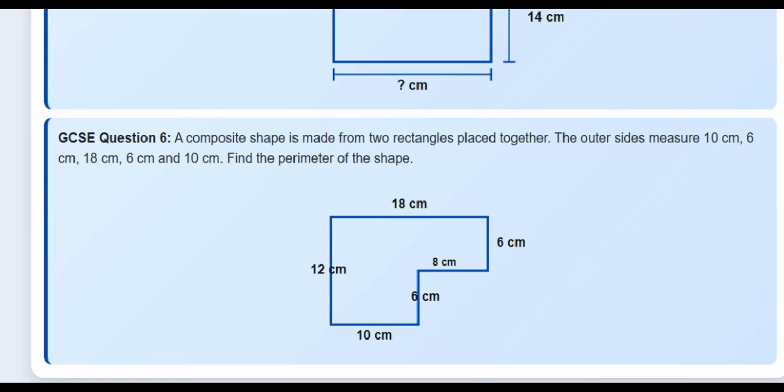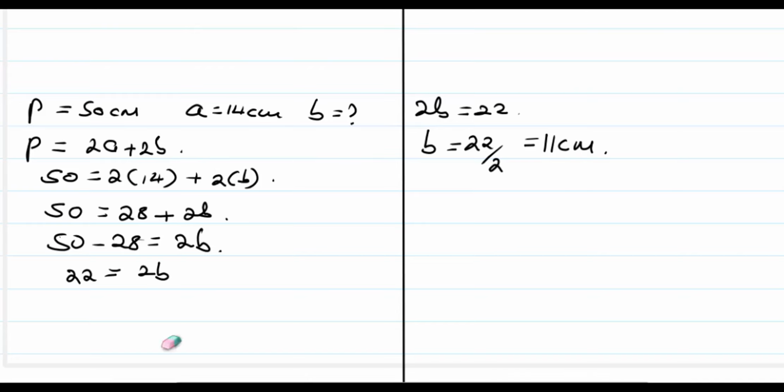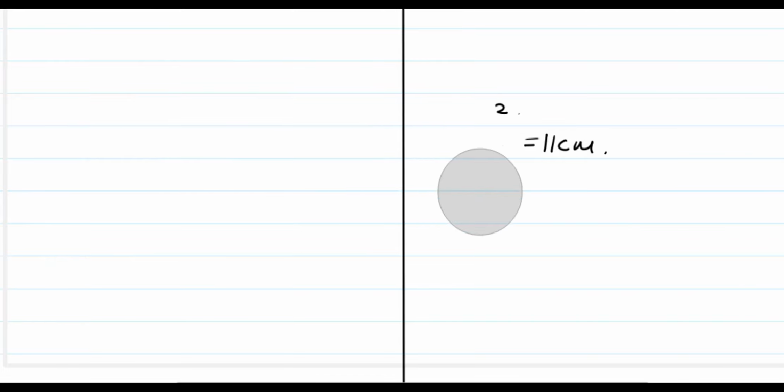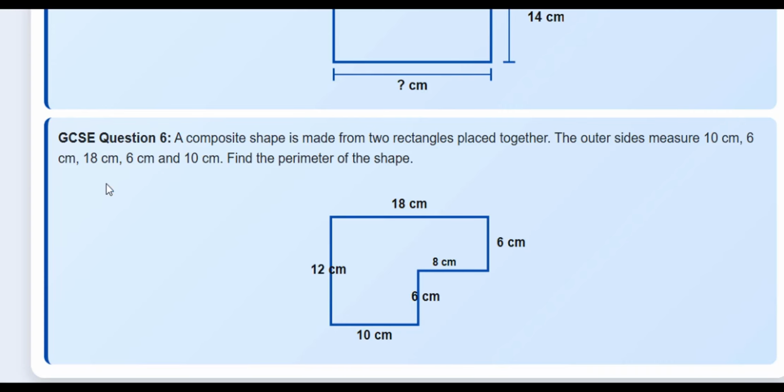Can we try the last example here? Let us first of all clear the board so that we can solve it. So here in the last example, you are told a composite shape is made from two rectangles placed together. They have the sides measured 10 centimeters, 6 centimeters, 18 centimeters, 6 centimeters again, and then 10 centimeters. Then find the perimeter of the shape. In this case, we said in composite shapes, we have all the sides. And since we are given all the sides here, the work is not too hard.